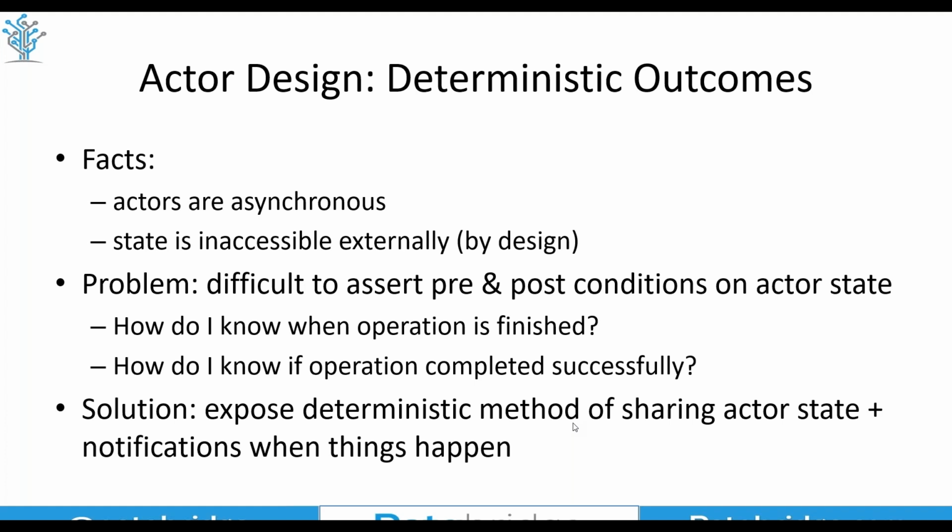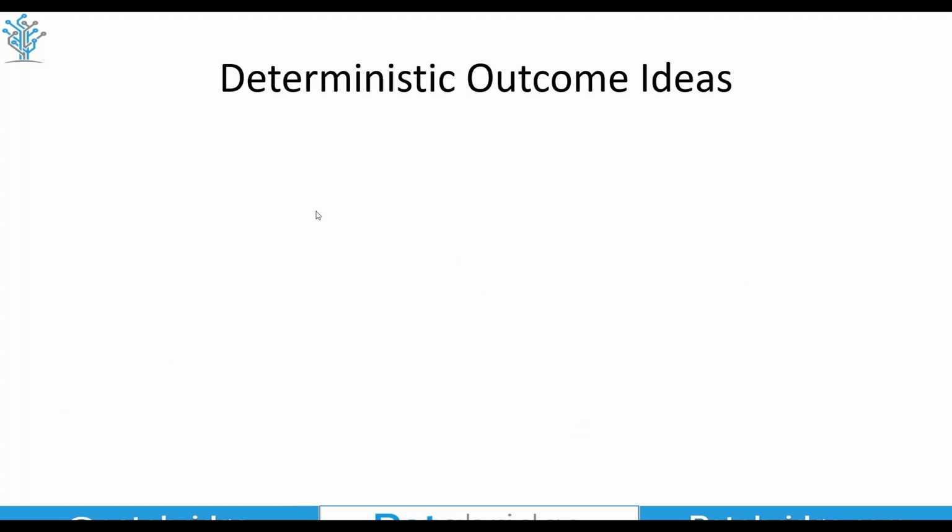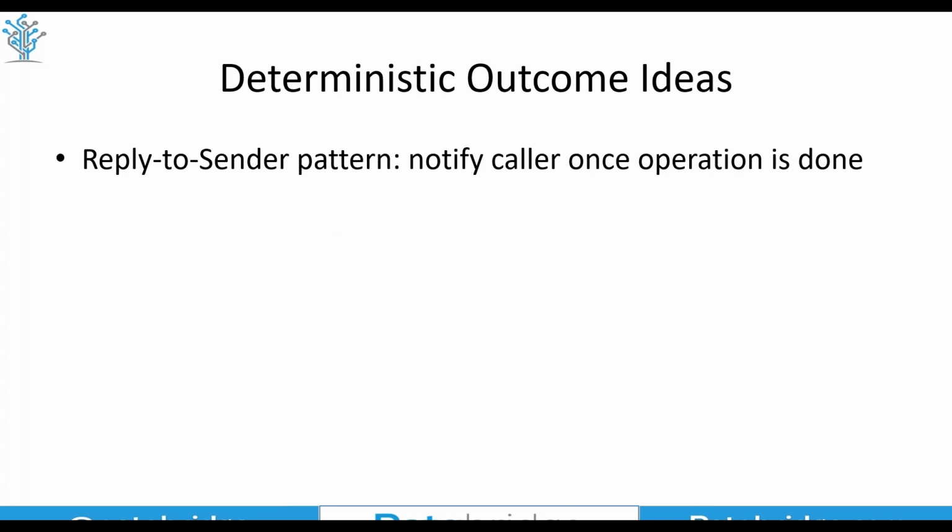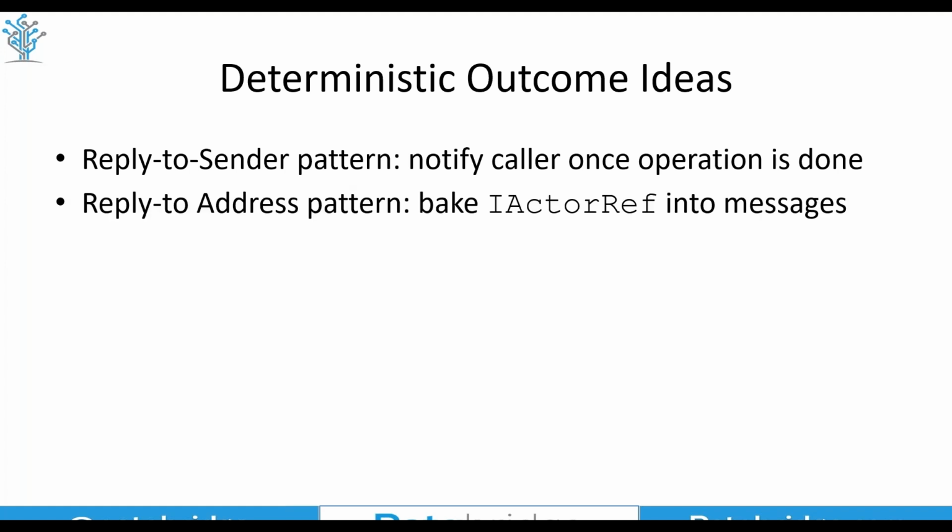So for your applications, try to expose a deterministic way of sharing actor state and notifications when things occur inside your system. I've come up with about 5 different, I think it's 5, ways of trying to create deterministic outcome notifications or designs for your tests. The first is the reply to sender pattern. Have the actor that is under test send a reply back to the actor who sent us the incoming message. They basically close the circuit with that actor by sending a notification once an operation is done. This is pretty easy and universal in a lot of actor-based designs.